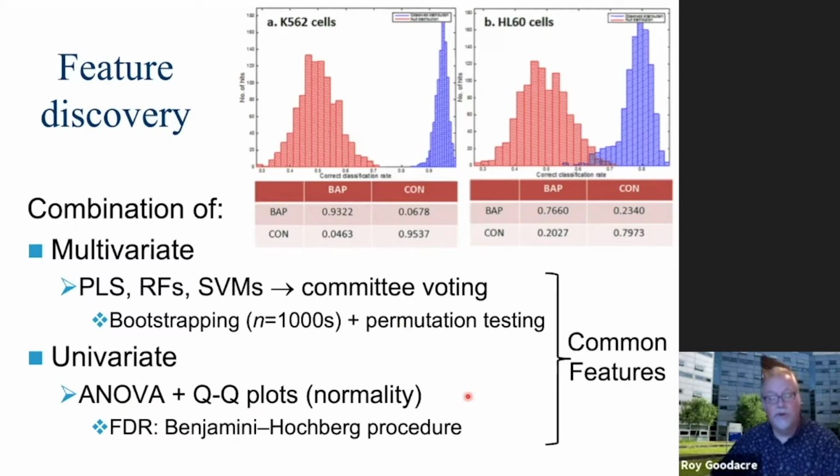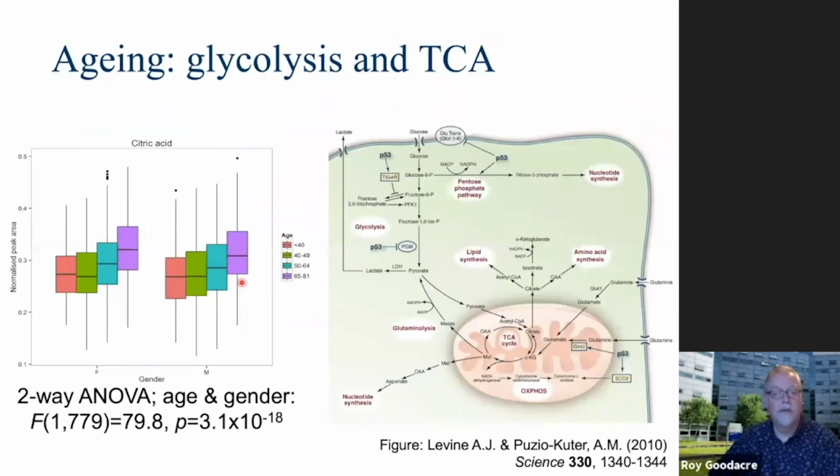And at the end of that, we look at common features from the multivariate analysis and the univariate analysis. Because all of these methods have slightly different ways of looking at the data, whether it's a linear classifier, a non-linear classifier, or an ensemble type classifier, you just look at peaks that are seen by all of those, and then they are likely to be more robust. So let's have a look at that.